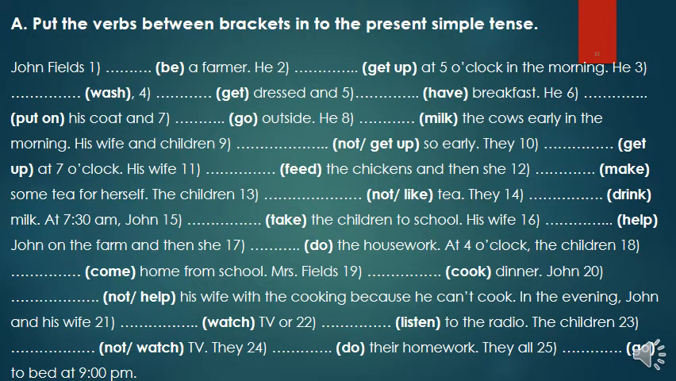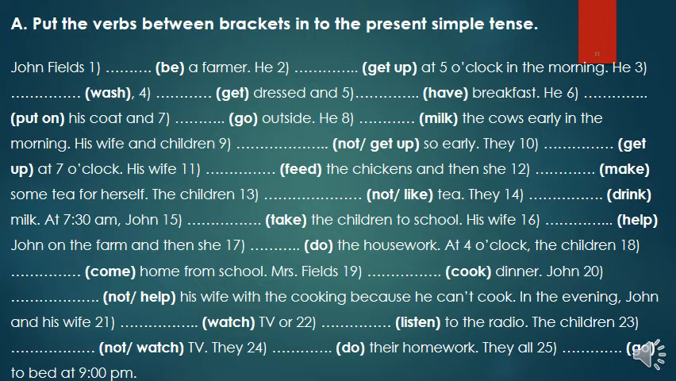They is also a plural pronoun, and we said in the rules before, when we have a plural pronoun, we do not add s to the verb. So they get up at 7 o'clock. His wife, here's a singular pronoun, a singular noun. His wife feeds the chickens and then she makes some tea for herself. Makes because we are talking about his wife and she is a singular pronoun.